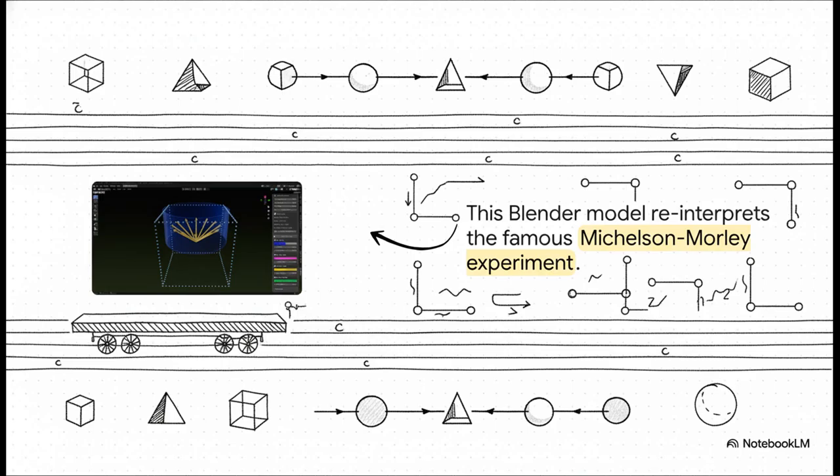It's the author's reinterpretation of the famous Michelson-Morley experiment, which was a real-world test, by the way, back in the 1880s. It was designed to measure Earth's motion through a supposed ether that light was thought to travel in. So in this model, the experimental device is on a train, that's the Earth, moving through a static field, which is our objective design space.